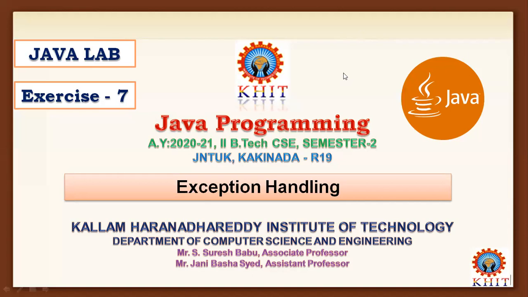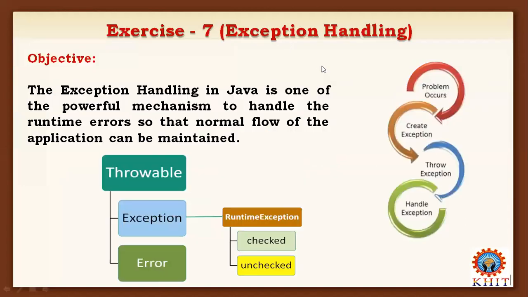Currently, we are at exercise 7, and it has two programs related to the concept of exception handling in Java. The objective of this exercise is handling exceptions that occur at runtime. Exception handling in Java is one of the powerful mechanisms used to handle runtime errors so that the normal flow of the application can be maintained.